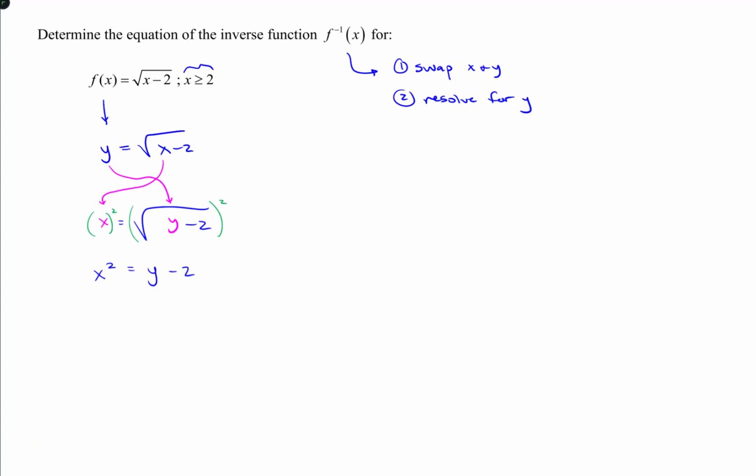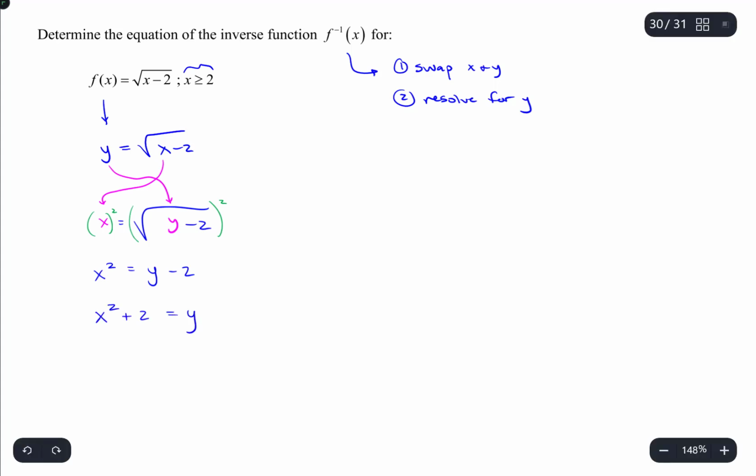Now y is almost by itself, but not quite. I need to next add 2 to both sides. So x squared plus 2 is equal to y. And that's getting me well on my track here to defining the inverse. So this would be x squared plus 2.